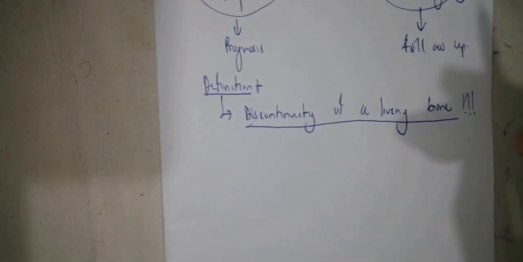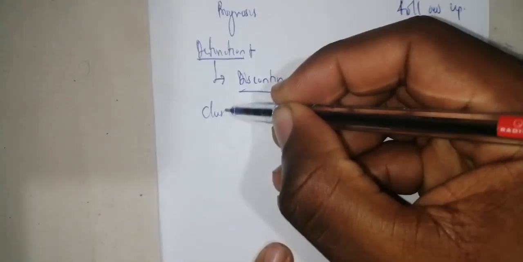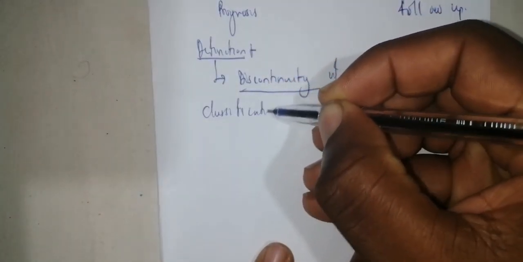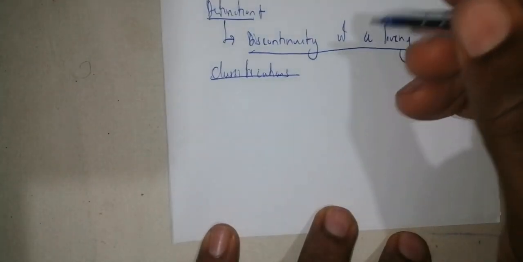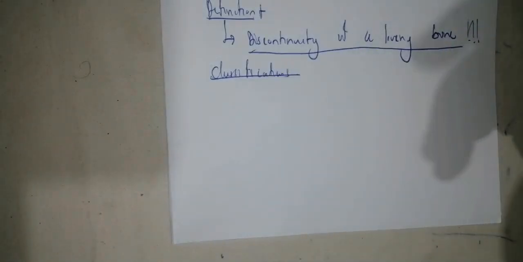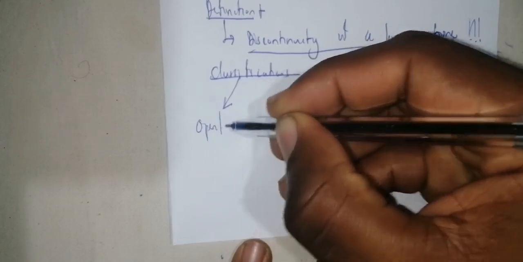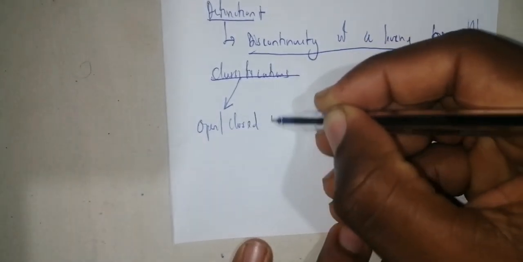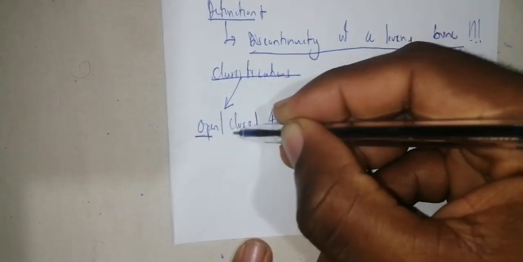Now, after having the definition of a fracture, we're going to move on to the classification of fractures. What are the classifications of fractures? Generally, you need to know that classification of fracture can be divided with respect to whether you are seeing the bone or not. So the first one is open versus closed fractures.